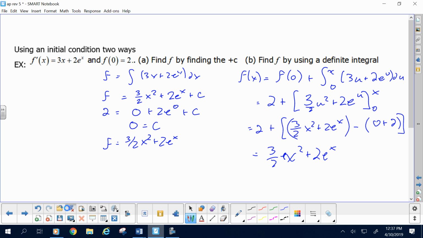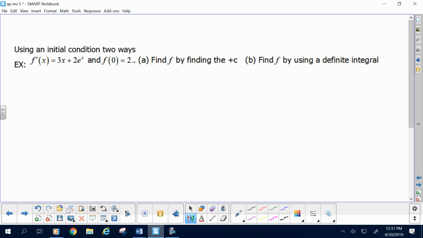Darn it. Integral, right. Initial conditions, using them 2 different ways. Am I right? Is this the right place in your notes? Yes, please. Okay. So, here we go.